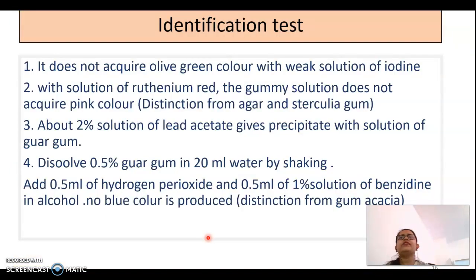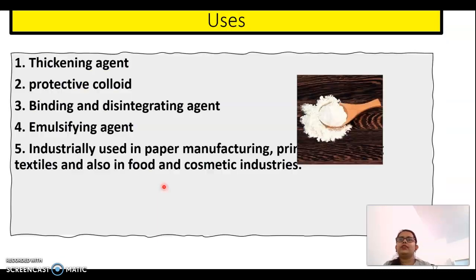And these are the identification tests. You can easily read and understand them. I will read the first test. It does not acquire an olive green color with a weak solution of iodine. If you take the solution and add iodine, it does not acquire any color. That indicates guar gum is present in your solution. There are also some tests with lead acetate and ruthenium red, so you can refer to those tests.